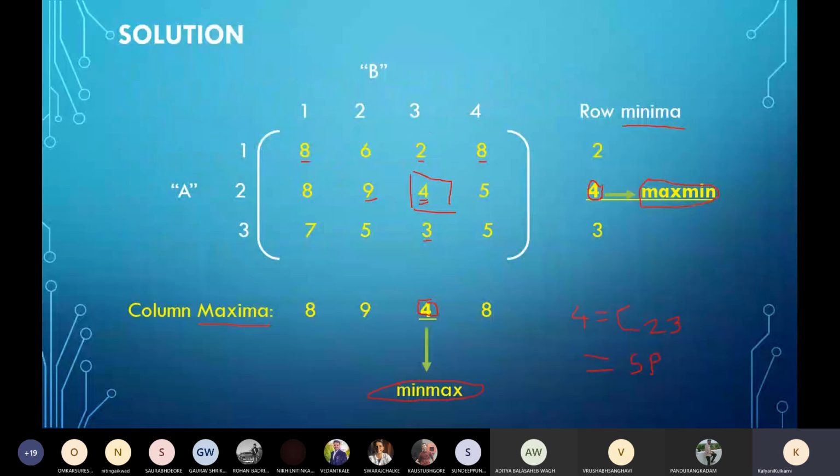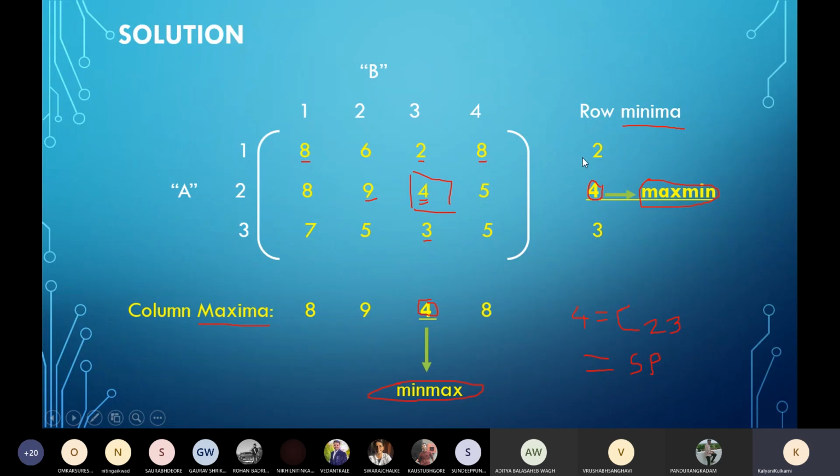Moving ahead, this is the same matrix that was given to you in the example. For each row, I am writing the row minimum in front of that row. Row 1 minimum is 2, row 2 minimum is 4, and row 3 minimum is 3. Similarly, in front of columns I write the maximum of each column. Column 1 maximum is 8, column 2 maximum is 9, column 3 maximum is 4, and column 4 maximum is 8. So these are my column maxima, these are my row minima.